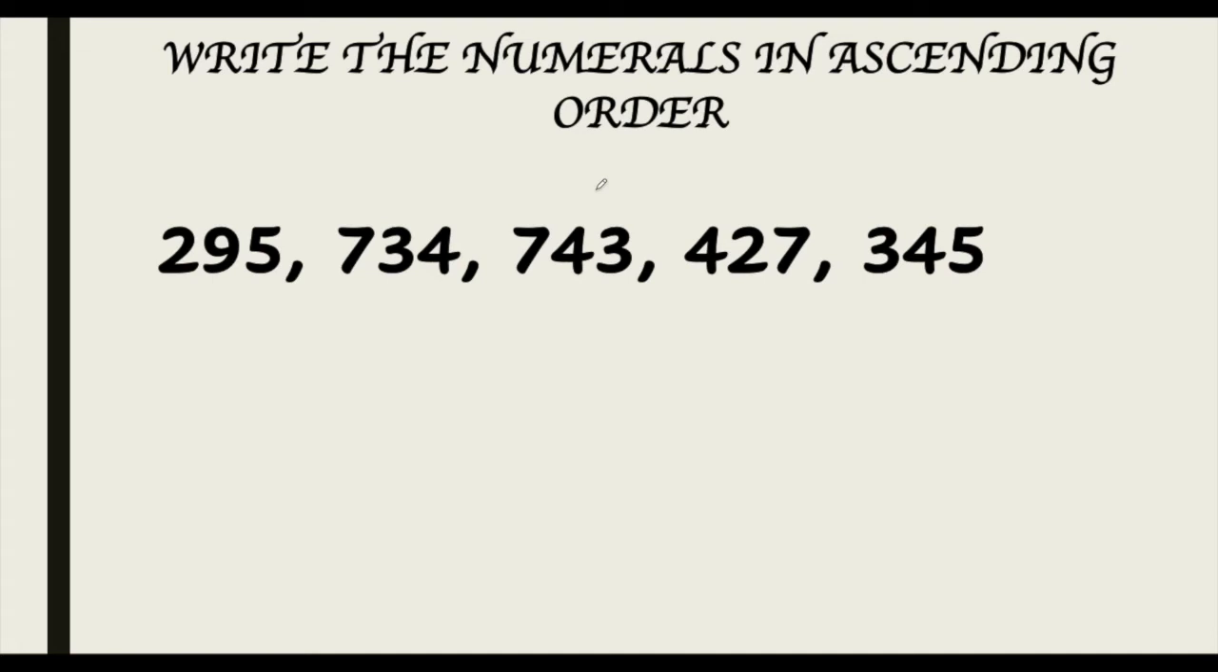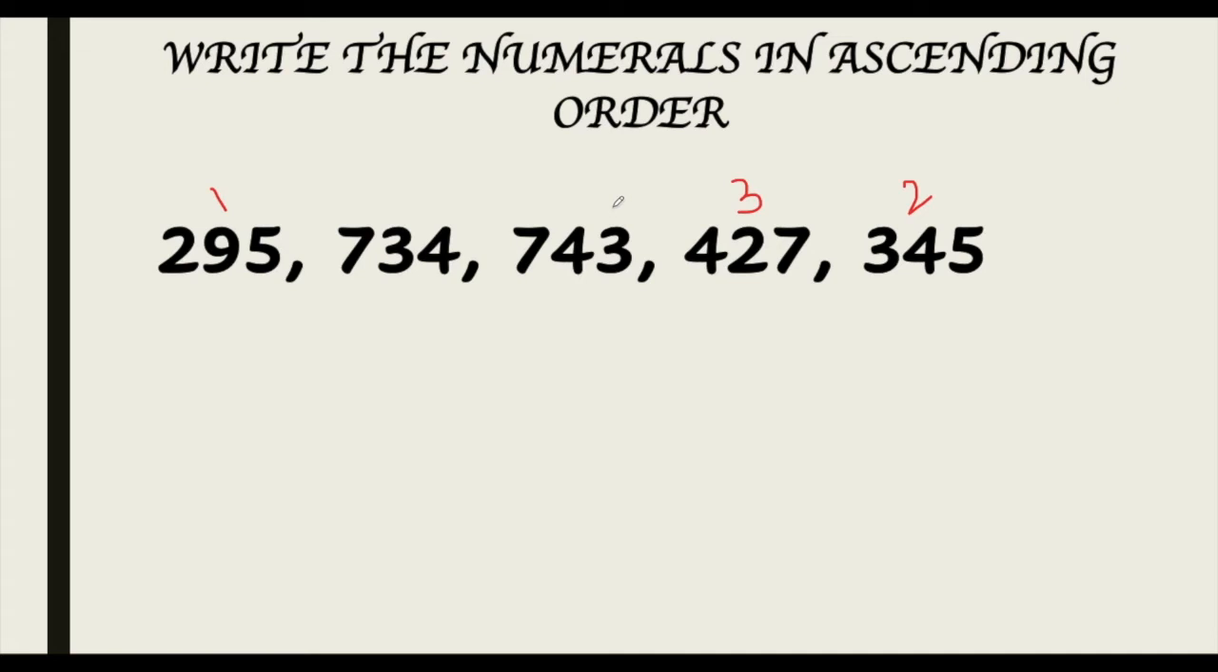So here we have to pick the smallest number first. In the hundreds place we have 2 in 295, 7 in 734, 7 again in 743, 4 in 427, 3 in 345. So among these numbers we can say that 295 is the smallest number. After 295 we can take 345 as the next smallest number. After 345 we have 427 as the next smallest number.